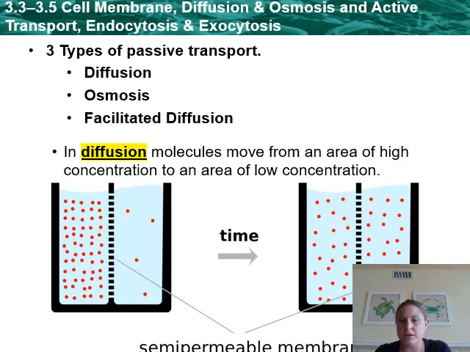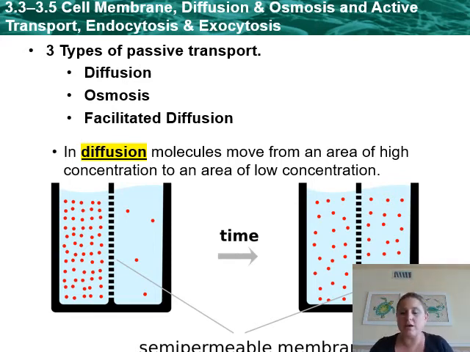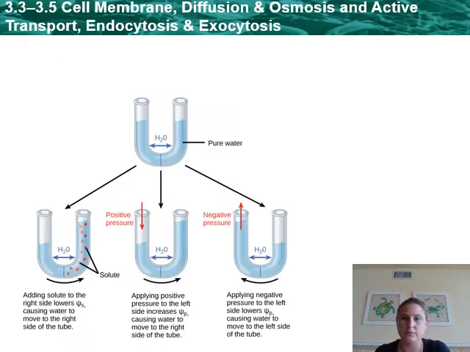And you can think about this like if you had a bottle of some kind of room freshening spray. If you spray that, eventually you're going to start to smell that smell throughout the entire room, because the molecules from the can are moving from an area of high concentration inside the can to an area of low concentration. They're going to spread themselves equally throughout the room, and that's diffusion. So in diffusion, molecules move from an area of high concentration to an area of low concentration.